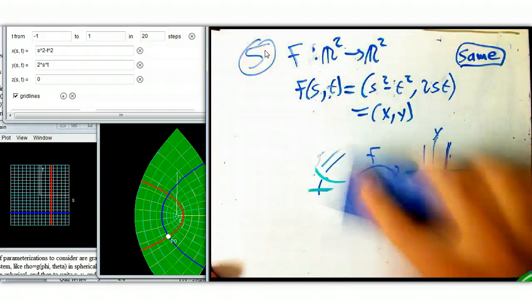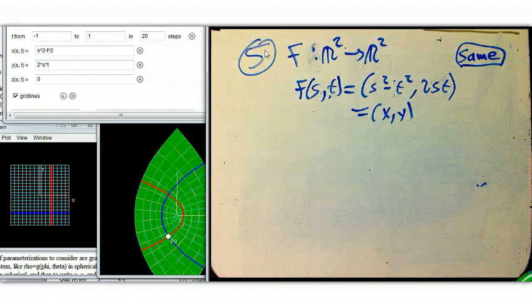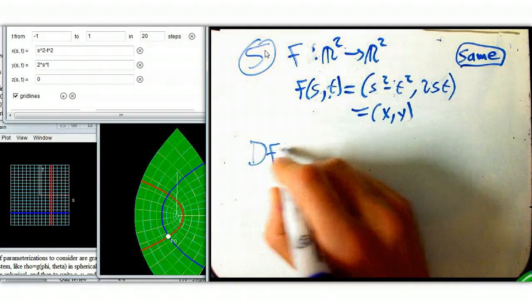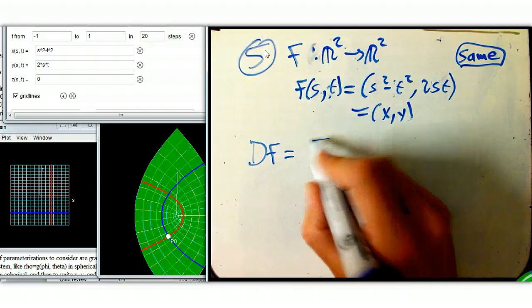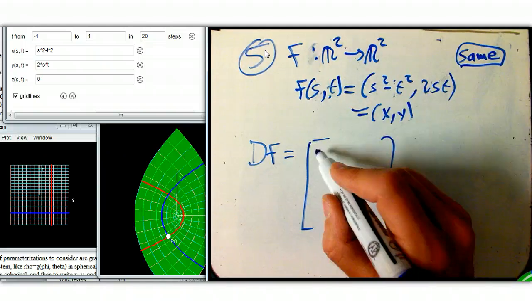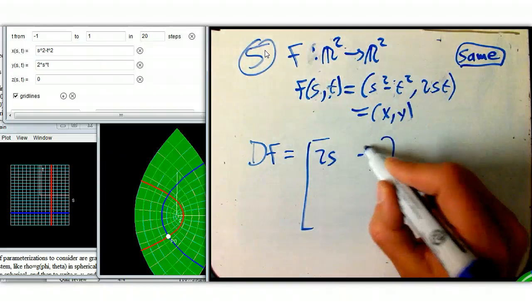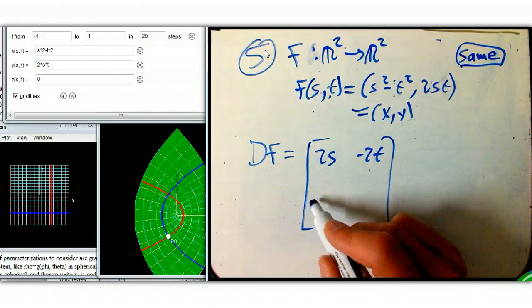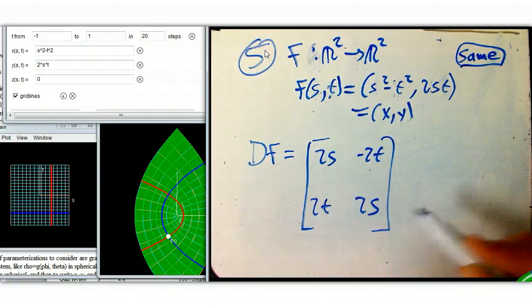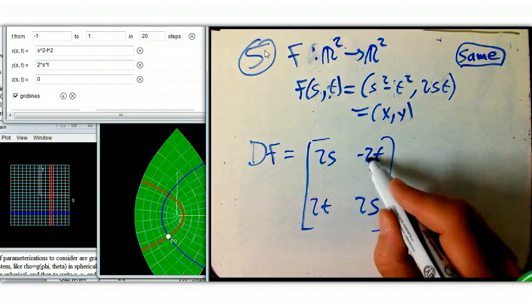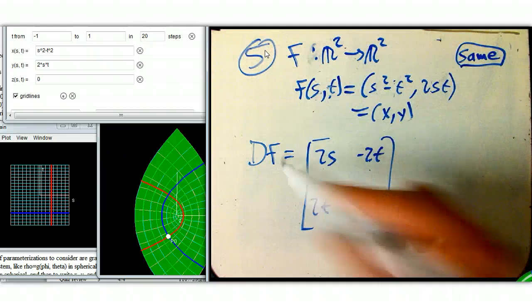Okay, so again, let me put this forward. Again, let's look at the matrix of derivatives, and we're going to see that 0, 0 is going to be weird. df or f prime, whatever you want to call it. Now it's 2 by 2, and I've got 2s, minus 2t from the derivatives of f1, our first function, and 2t, 2s. Okay, let's see. When is this going to be invertible? What's going to be its number of linearly independent columns, rows, whatever?